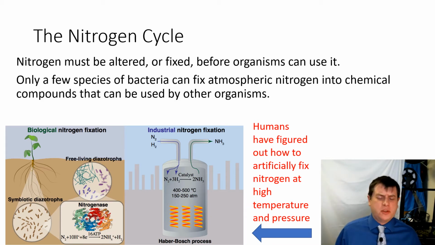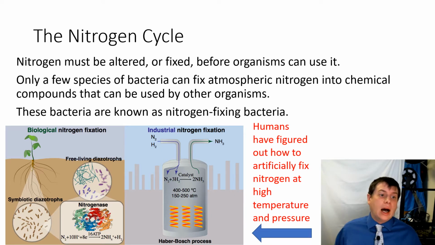There's only a couple of species of bacteria that can take atmospheric nitrogen and convert it into usable compounds, specifically ammonia. These bacteria are known as nitrogen-fixing bacteria because they take the nitrogen from the N2 molecule and convert it to the fixed nitrogen molecule of NH4, or ammonium, or ammonia, which is NH3.